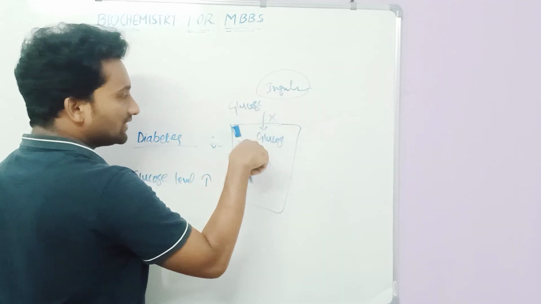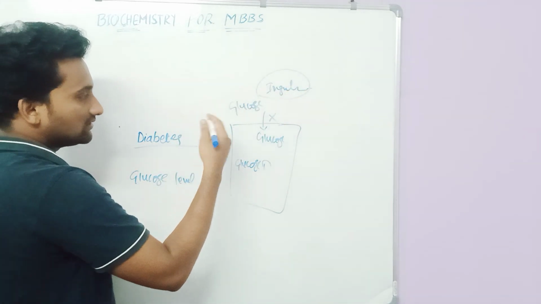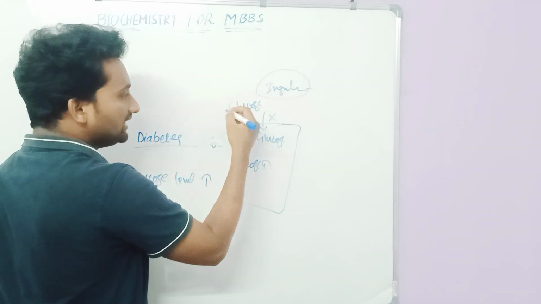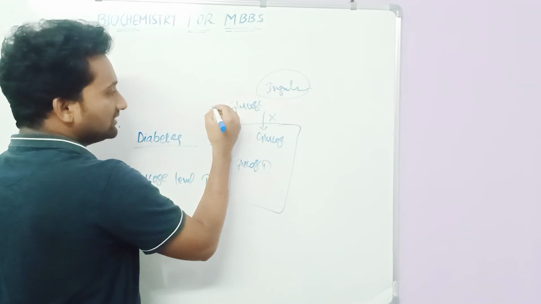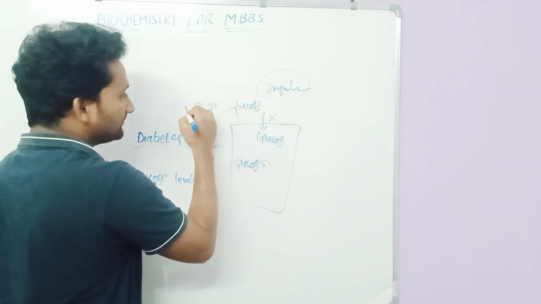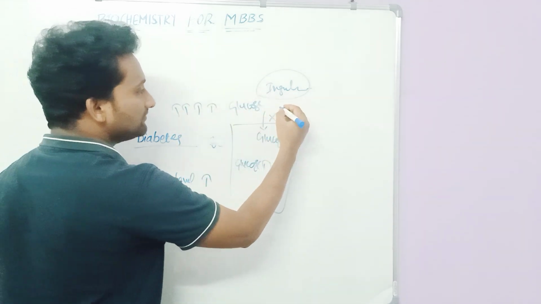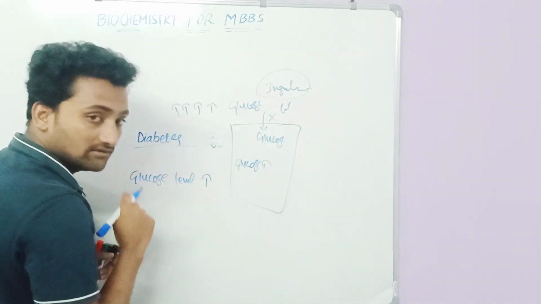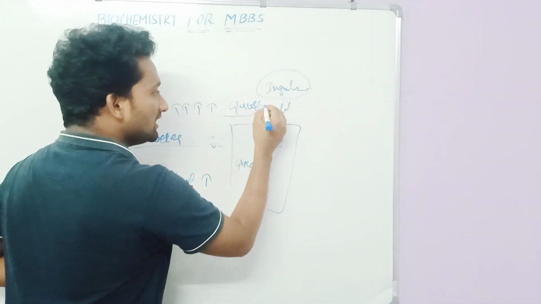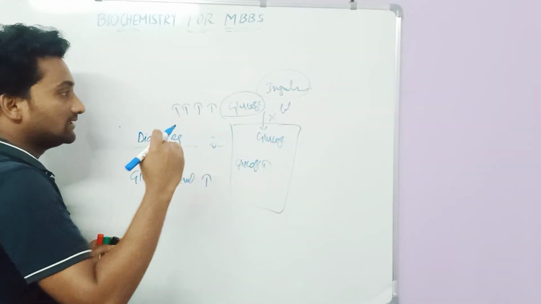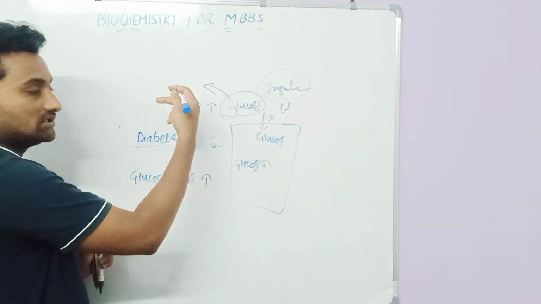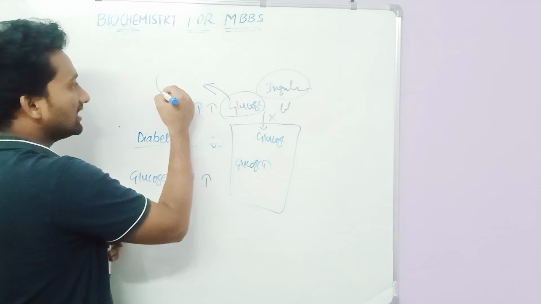So whatever glucose or carbohydrate diet the patient has taken will stay in the blood itself. Then this glucose will get accumulated in the blood rather than coming inside the cell. Then what happens? This accumulated glucose in the blood will start sticking to the RBCs.